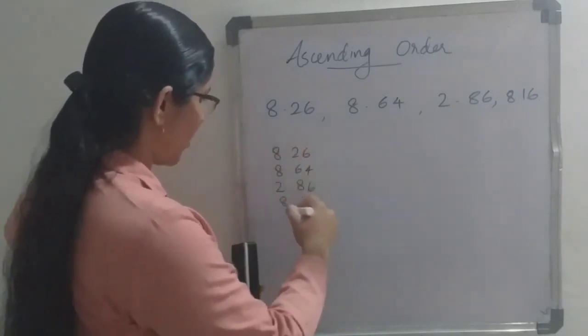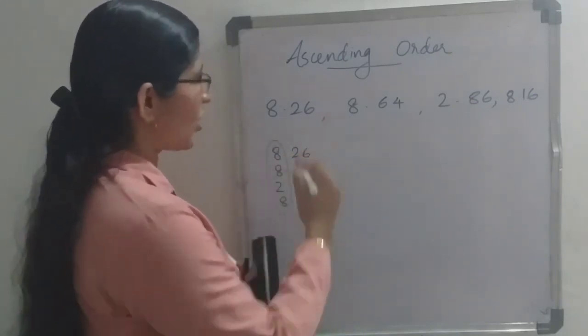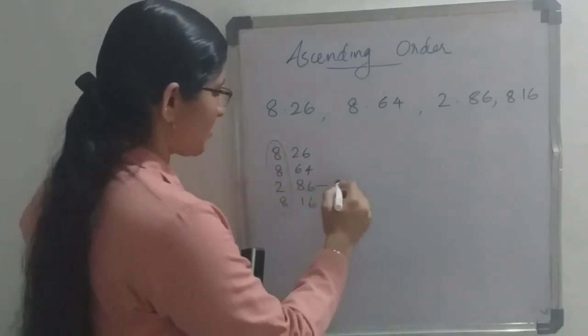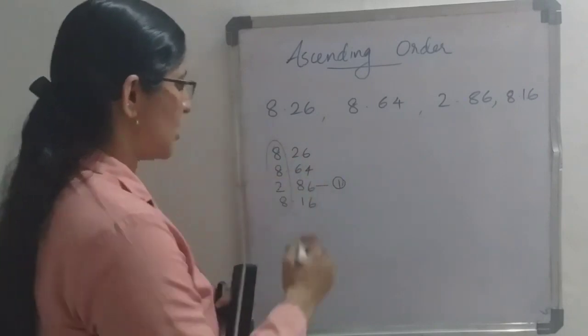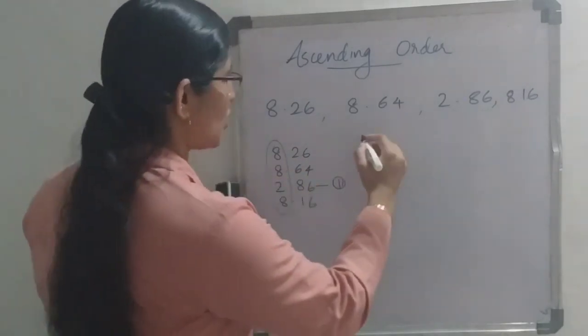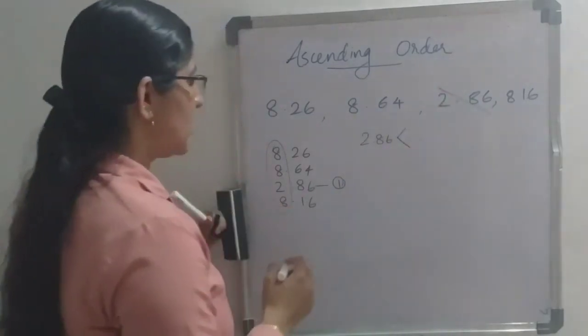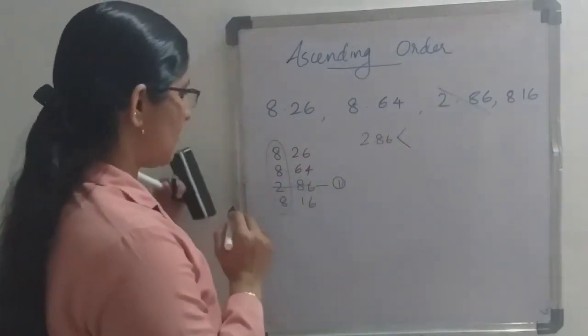So look at the whole number first. Ascending order means small to big. Here 8, 8, 2, 8. Yes, so this number is the smallest. Here 2 is smaller than 8. So this is the first number. So you can write 2.86. Okay, so you can cut it. Then next you can cut that. Otherwise there will be confusion.